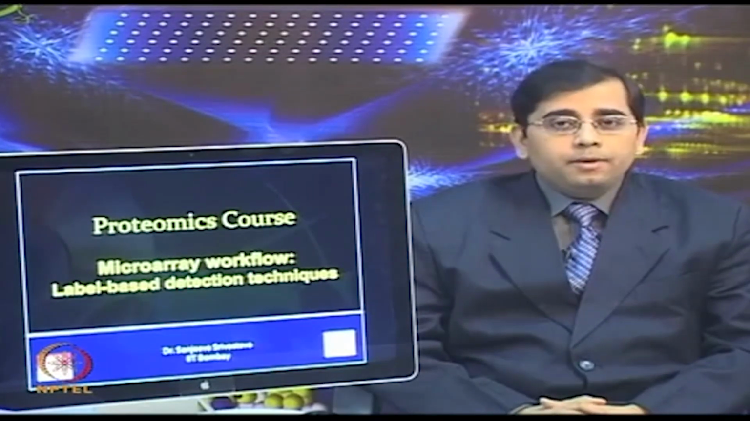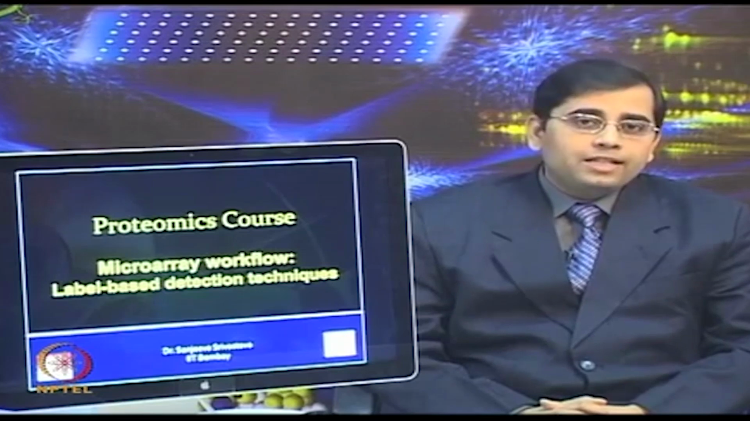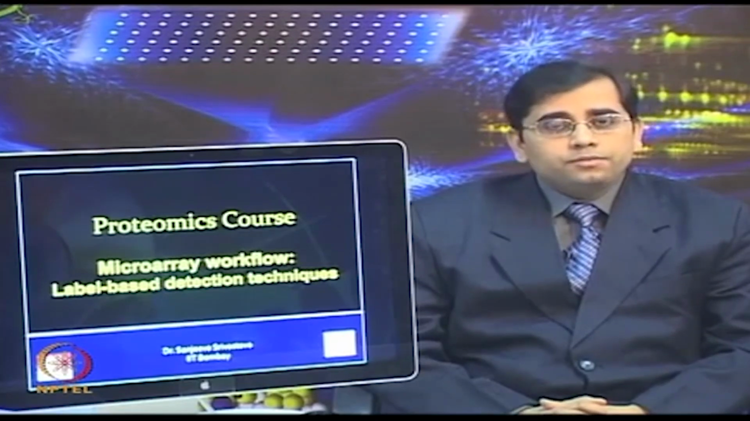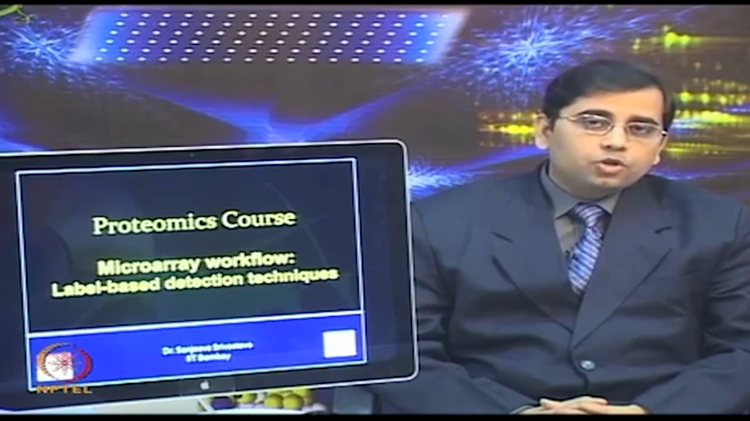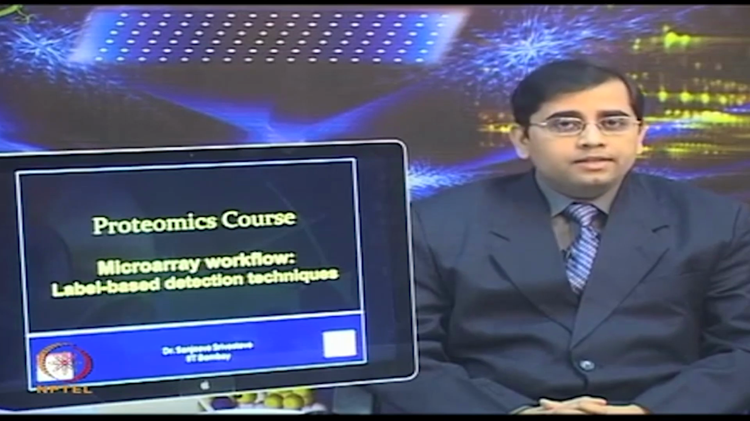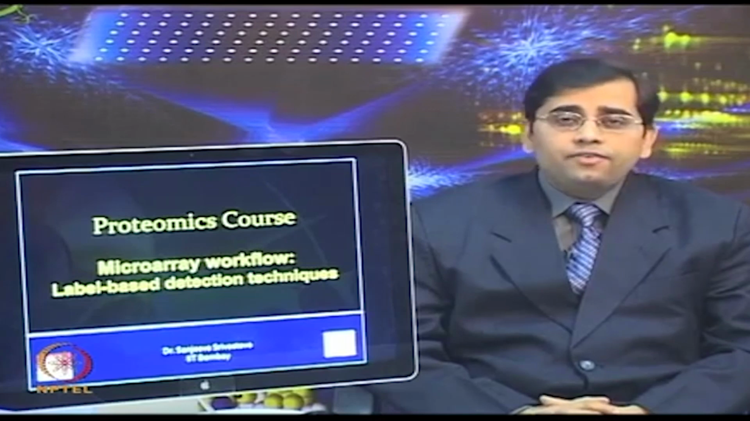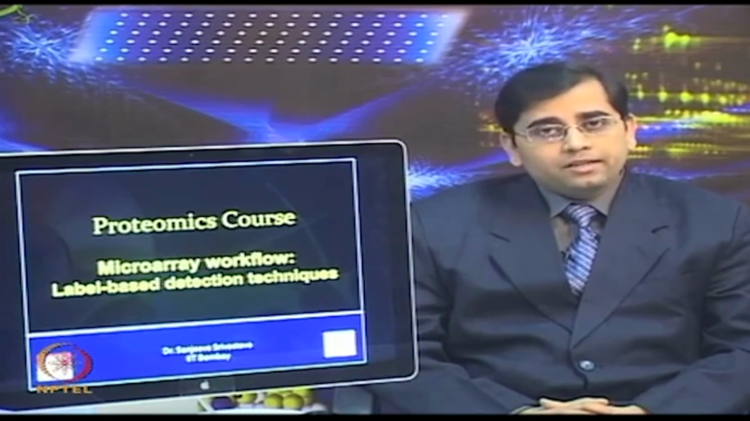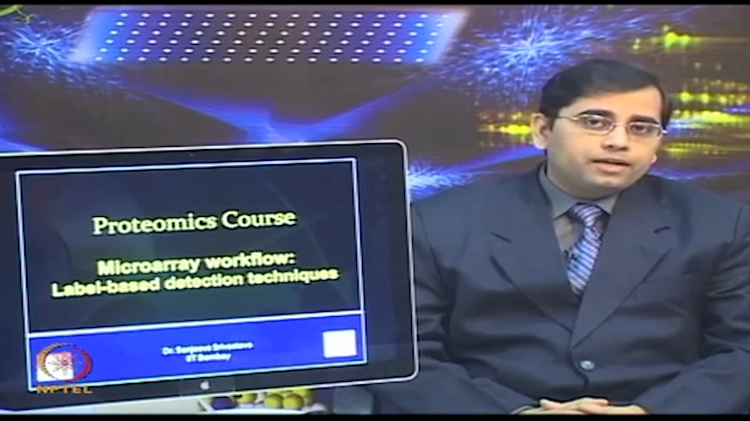Conventionally, the label based techniques such as fluorescence labeling, radioactivity, chemiluminescence were used, but now several new techniques such as quantum dots, gold nanoparticles, dye doped nanoparticles as well as different types of Raman based labels are currently employed for various microarray applications.